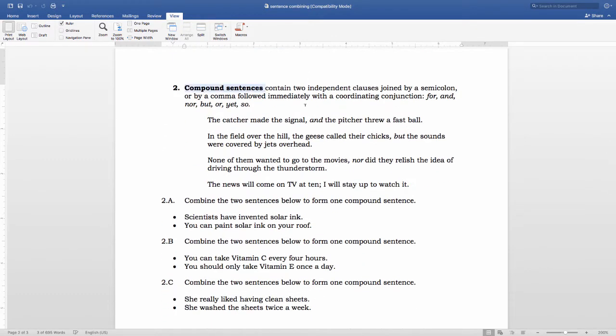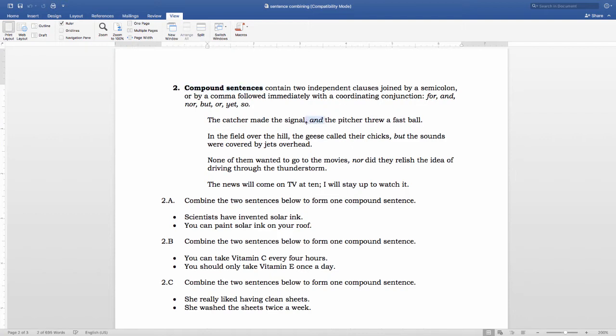A lot of times we need to use compound sentences because we need to describe the relationship between things. And this is what we do when the parts are equal. So the catcher made the signal is an important part of the sentence. The pitcher threw the fastball is an equally important part of the sentence. So these are both what we call independent clauses, because if you look at it, the catcher made the signal can stand alone as a sentence, as can the pitcher threw a fastball. Okay? So how do we make it a compound sentence?